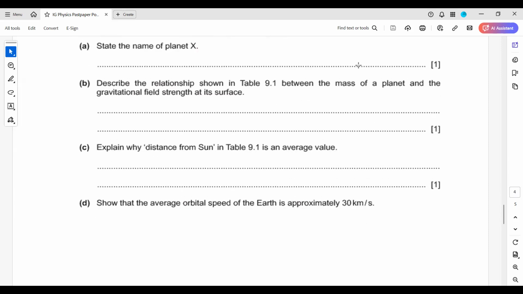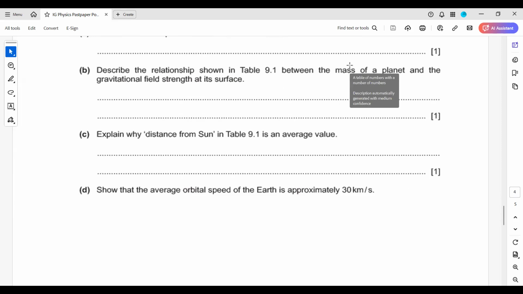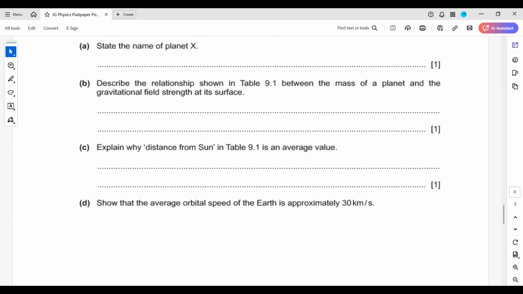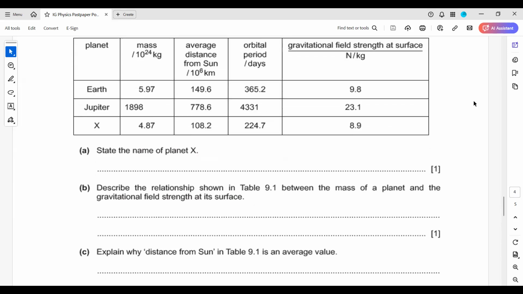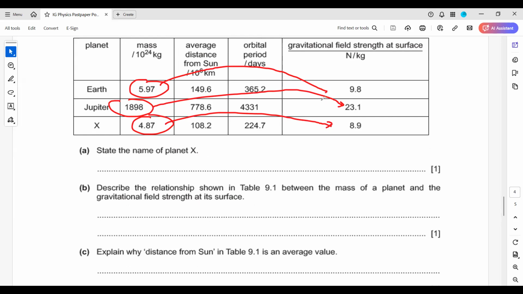Then describe the relationship shown in the table 9.1 between the mass of the planet and the gravitational field strength. How can you relate the mass and the gravity? As the mass increases, the gravitational field strength increases. The increase in mass increases the gravitational field strength of the planet, or a planet with a greater mass has stronger gravity.